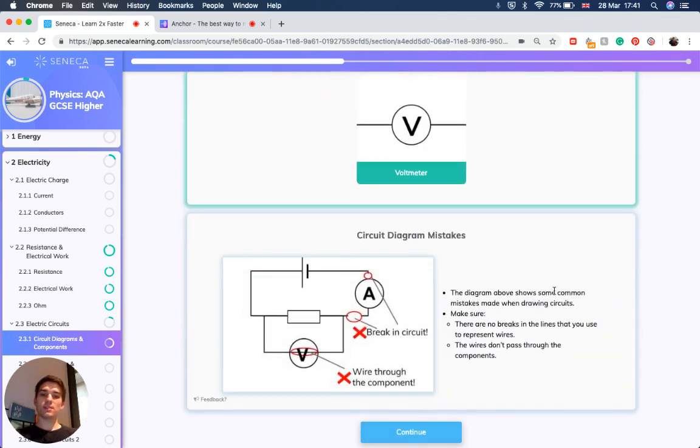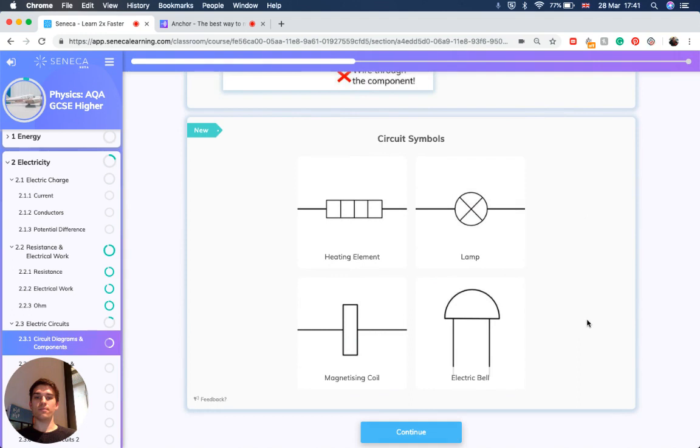Now, there are some common mistakes that you need to think about and make sure you don't make when you're drawing circuits. First of all, there are no breaks in the lines that are used to represent the wires, otherwise the circuit wouldn't be complete. You also need to know that the wires don't pass through the components. If you've got a voltmeter with a capital V inside a circle, you do not draw the wire through the middle of that circle. You just put the wire joining either side of the circle.